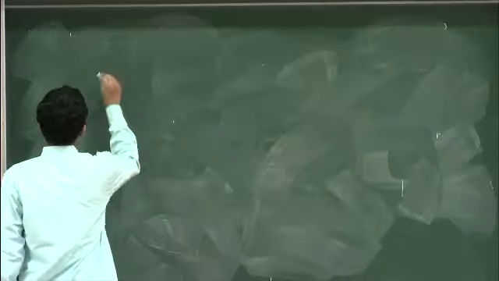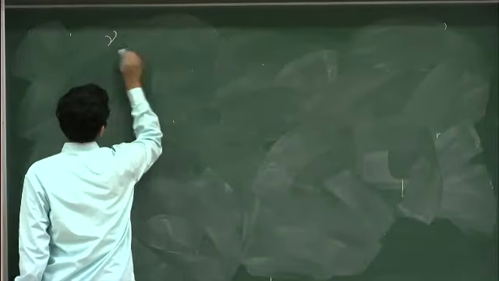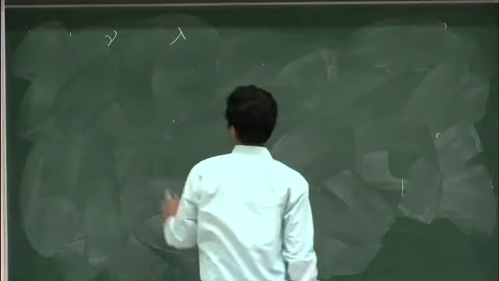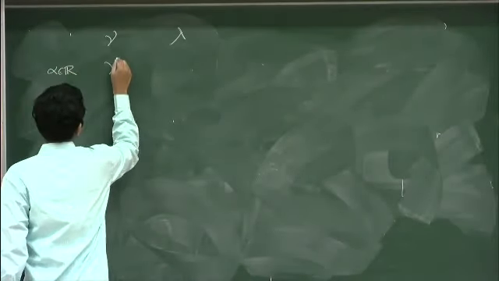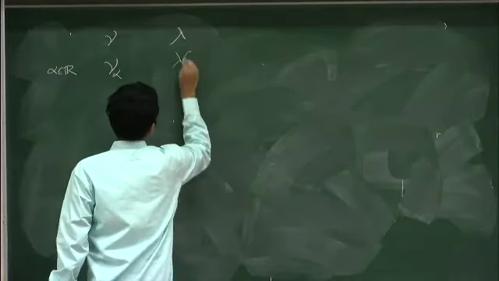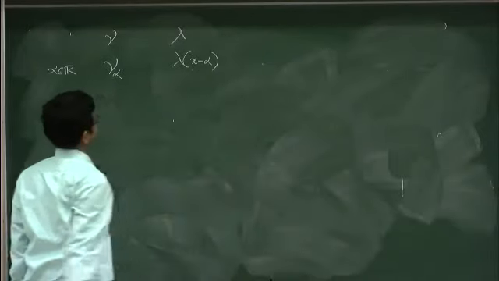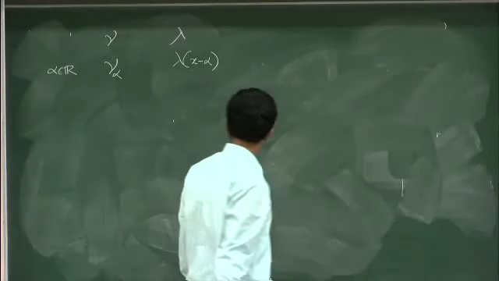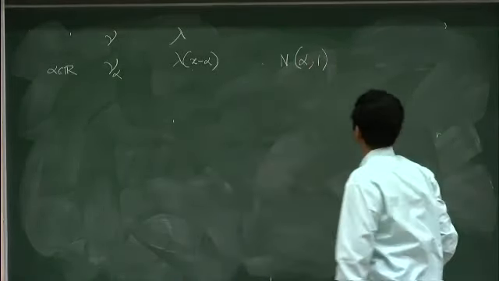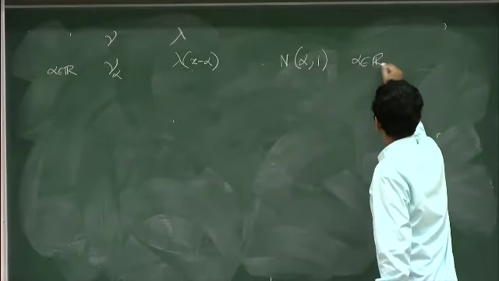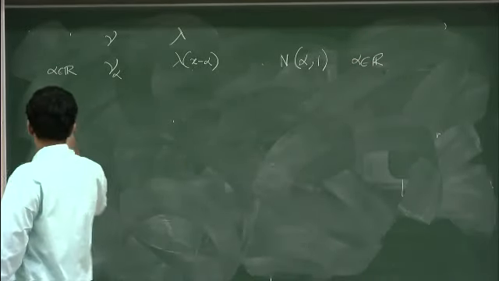So suppose I have a nice measure nu on R with density lambda, okay, and now I can translate this measure nu by a parameter alpha, and we get a family of measures nu alpha whose density is given by lambda of x minus alpha. Okay, and so for example we have normal(alpha, 1), alpha belongs to the real line.